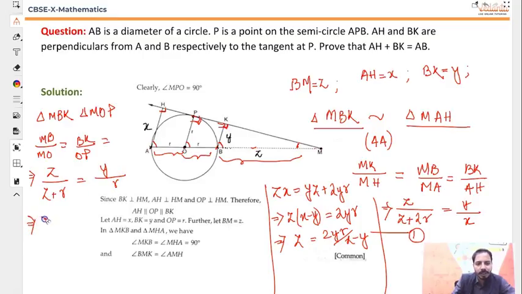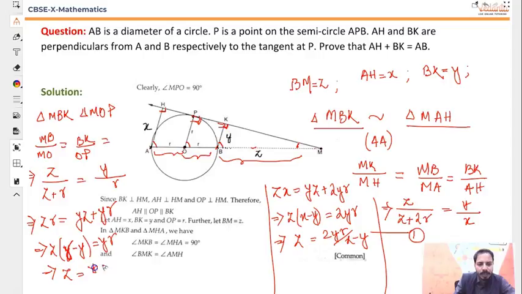Now let me again cross multiply. So this will become ZR is equal to YZ plus YR. Now let me take this, so this becomes ZR minus YZ is equal to YR. So Z is equal to YR by R minus Y. So now let me try to equate these two. Therefore from 1 and 2 we get that 2YR by X minus Y is equal to YR by R minus Y.